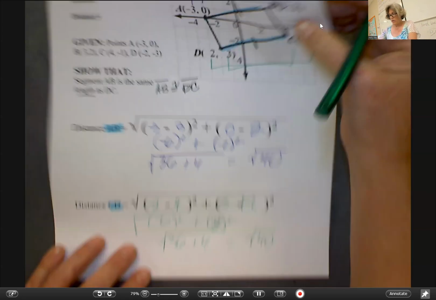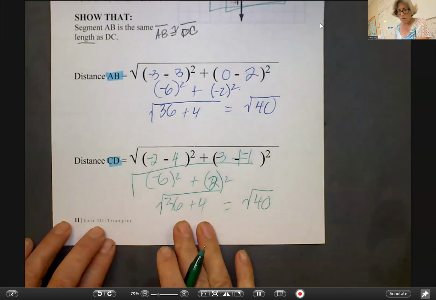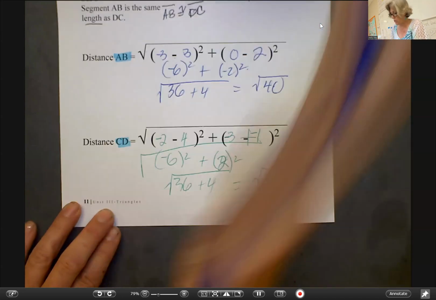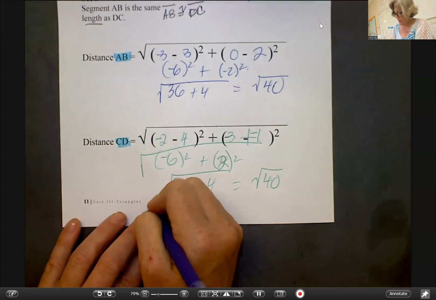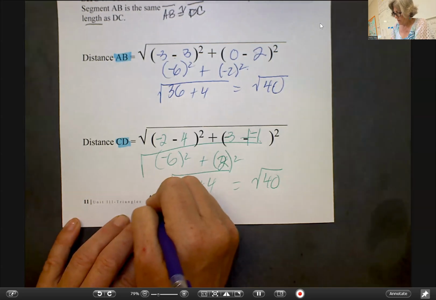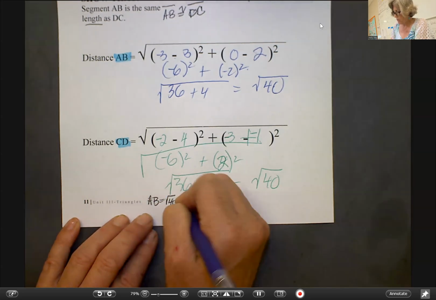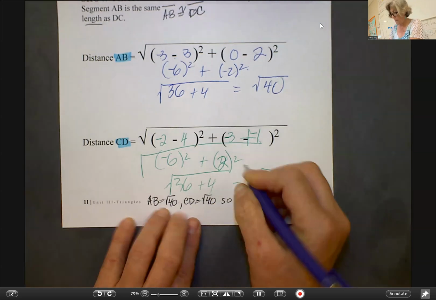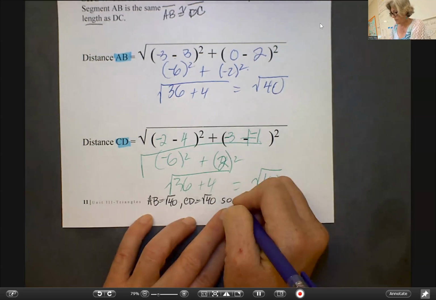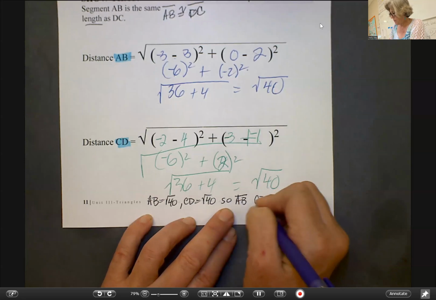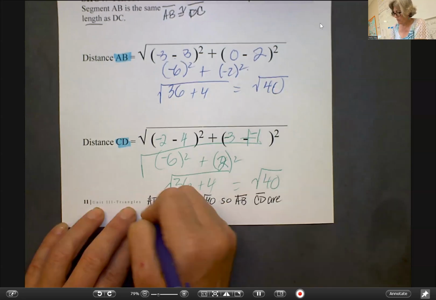All right. So here, if I was to do math meaning punchline, I can say that the math shows that AB equals √40 and CD equals √40. So meaning AB and CD are the same length.